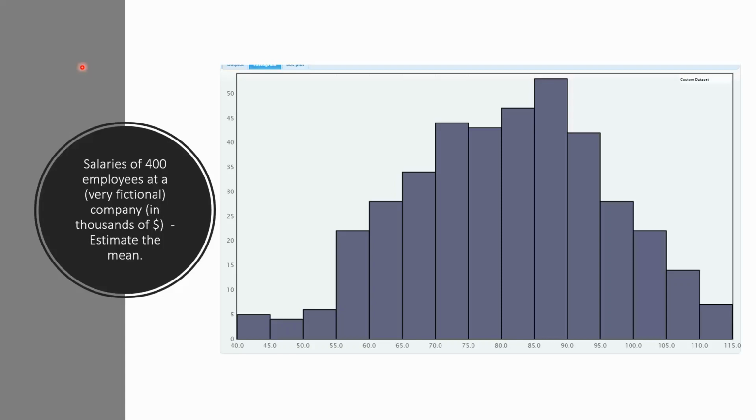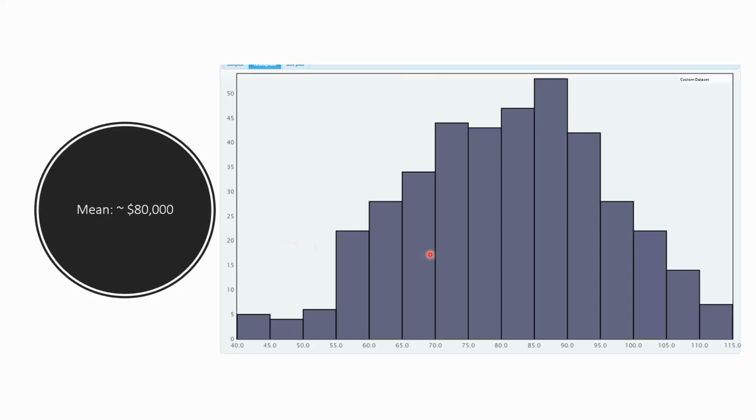So just to be sure we're reading the histogram correctly, notice this bar here, for example. It goes from 55 to 60. Its height is about 22. This is telling us that about 22 employees are making between $55,000 and $60,000, and we want to estimate the mean. Now, why don't you pause the screencast and estimate the mean before going on, and do that for all the questions in this screencast. Pause and try to answer them on your own, even if you're not sure what to do before moving on. That's the way to get the most out of it.